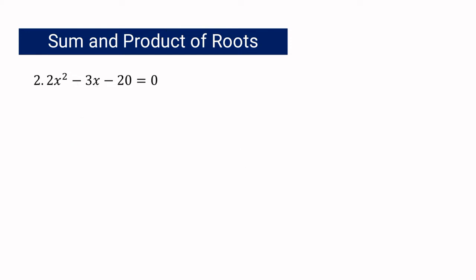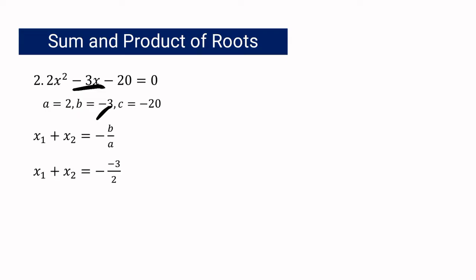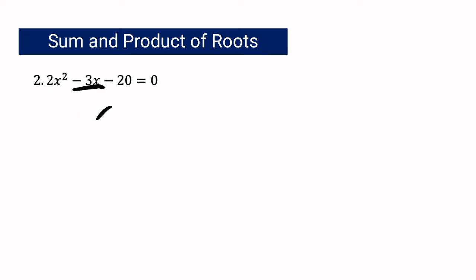Now, let us consider another example. We have 2x squared minus 3x minus 20 equals 0. The first thing that we have to do, yes, we need to get the coefficients. In here, a is equal to 2, b is equal to negative 3, and our c is equal to negative 20.